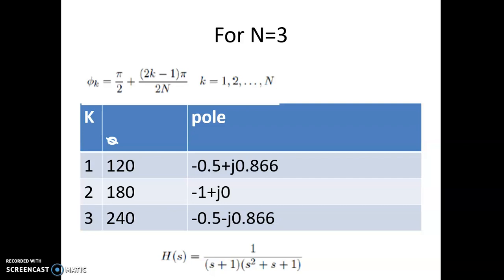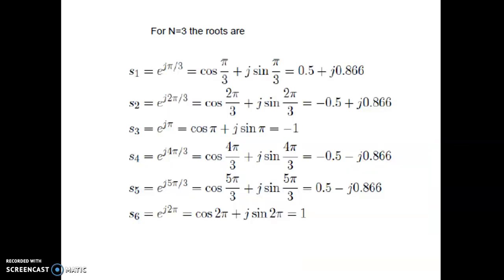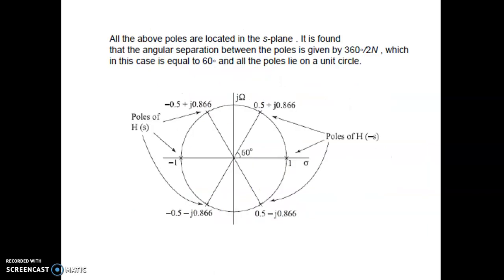Now if you take sine of 120 and cos of 120, you can actually get minus 0.5 plus j 0.866, minus 1 plus j 0, minus 0.5 minus j 0.866. If you take this into the transfer function of the filter, you are going to get h of s is equal to 1 upon s plus 1 into s square plus s plus 1. What you will find is, when n is equal to 3, the roots will lie on a circle. Whenever you have a Butterworth filter, the poles always lie on a circle, so they are symmetrical about each other.